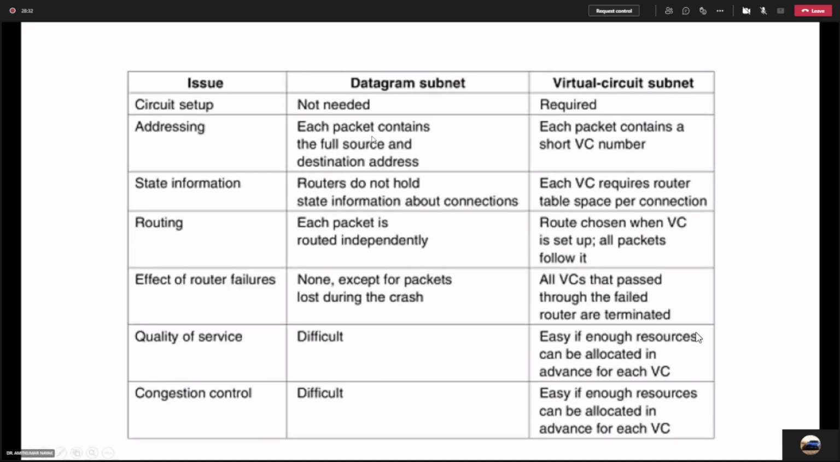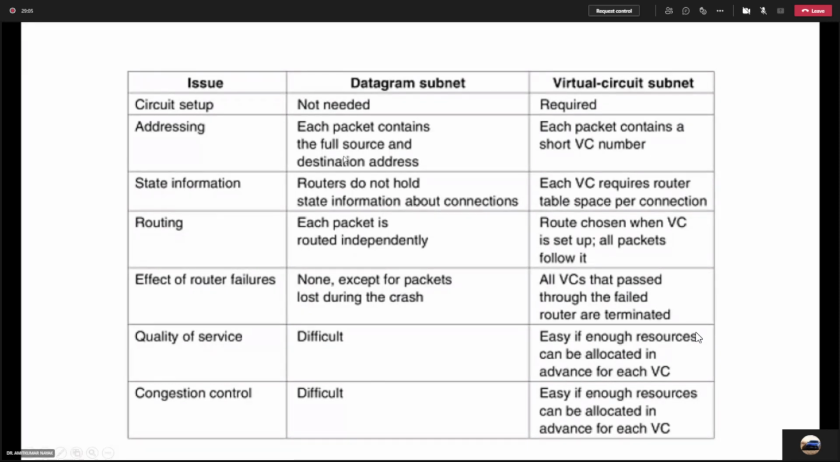So datagram subnet, let me repeat one more time, it means connectionless, and virtual circuit means connection oriented. So in connection oriented, path setup is phase 1 and then data communication is phase 2, whereas in connectionless communication, datagram subnet communication, no path setup is required because every packet will be treated independently and all the packets are following independent paths. Second issue is addressing.